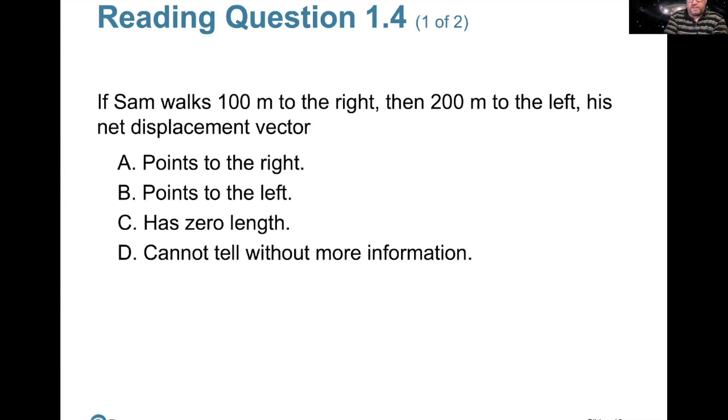So let's look at this problem. If Sam walks 100 meters to the right, then 200 meters to the left, his net displacement vector is A, it points to the right, B, points to the left, or C, has 0 length, or D, cannot tell without more information. Okay, well, first of all, we know that he went to the right 100 meters and came back to the left 200 meters. So the displacement definitely can't be 0 because he walked one way 100 meters and walked back the other way.